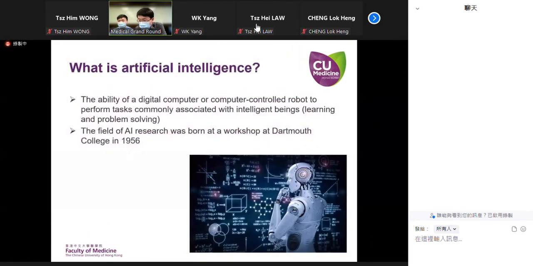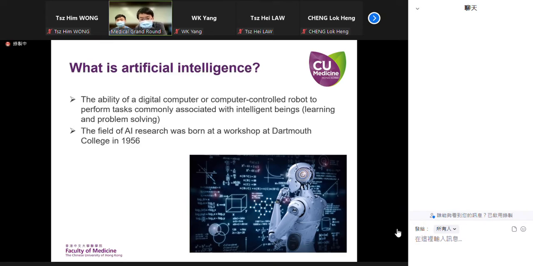Okay, so first of all, I think we all heard about this term artificial intelligence in our daily living. So the key question is, what is artificial intelligence, or AI? AI is a very broad term, and basically it is talking about the ability of a digital computer or any computer-controlled robots to perform simple tasks or even complicated tasks that is commonly associated with intelligent beings like human beings. And it mainly involves learning and also problem solving.